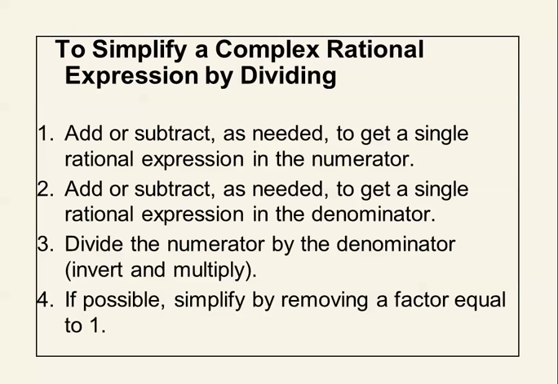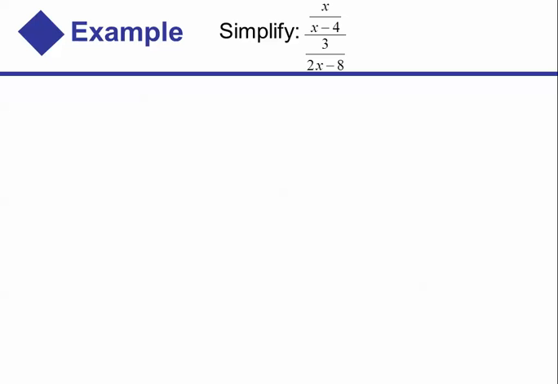Now these are not examples I'm going to write. These are examples that are going to come up on the screen as text. So we'll see if you like this method. So the first example we're going to look at is this rational expression, which is x over x minus 4, that's the numerator, over 3 over 2x minus 8. That's the denominator. Well, that's a single rational expression in the numerator and a single rational expression in the denominator, so we don't have to do anything to get that.